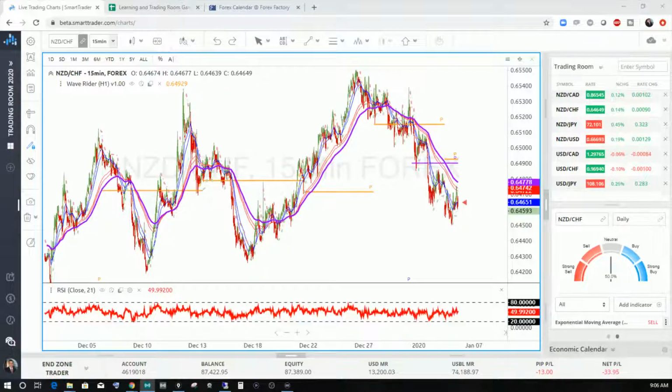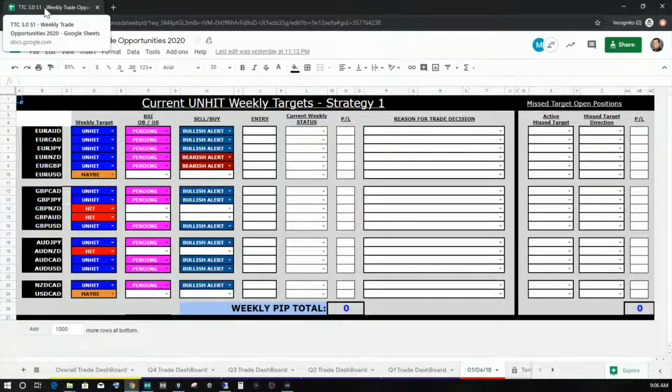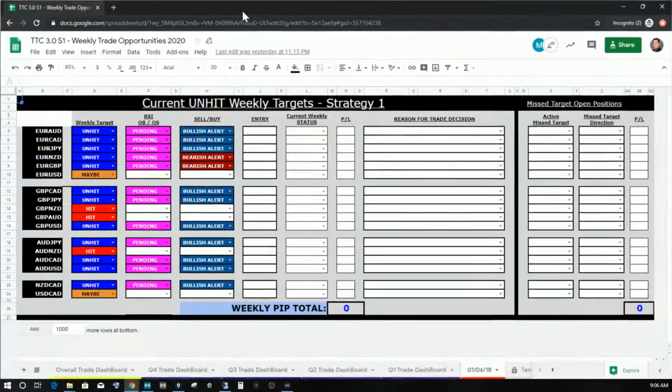Now, let's take a look and see what we've got going here. I have a spreadsheet that I've put together. Let me see if I can pull that spreadsheet up. There it is. On the spreadsheet, I've already identified the currency pairs that I want to focus on. I've also identified which targets this week have been untouched, and what I'm going to be doing based on those targets. For instance, on the Euro Aussie dollar, I'm looking to buy.